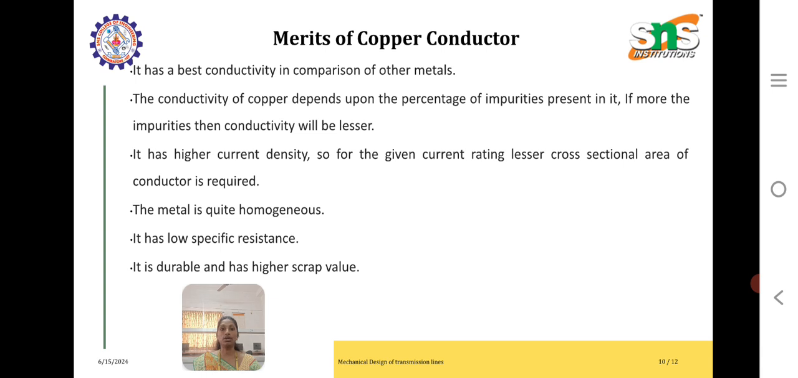As we all know, Ohm's law defines I equals V by R. So if resistance increases, the current value will decrease. If resistance decreases, the current value will increase. So it should have a low specific resistance in order to transmit the current through it. It is durable and has a higher scrap value. If you replace the copper with aluminum or steel, the scrap value will be much higher. So this copper wire is used.